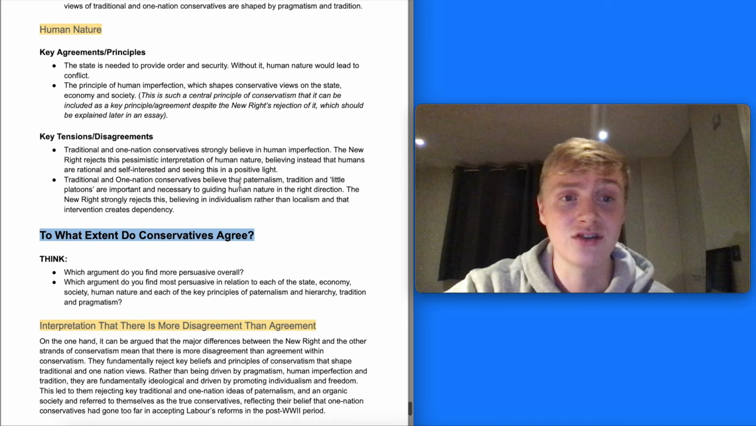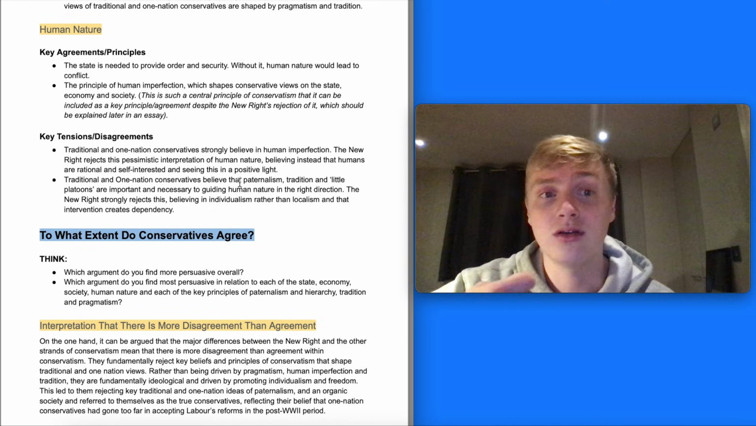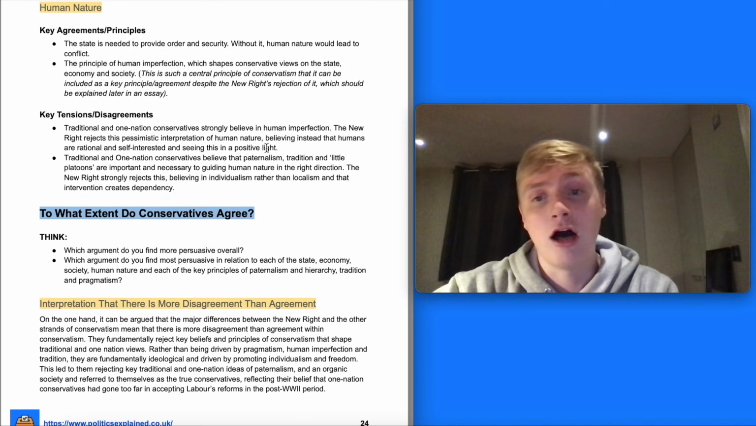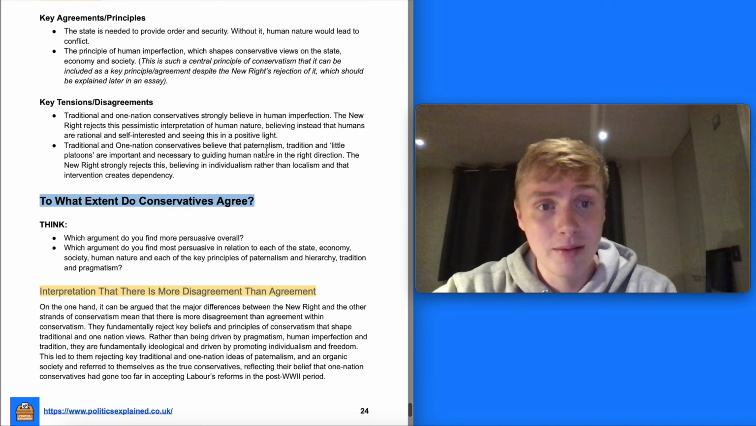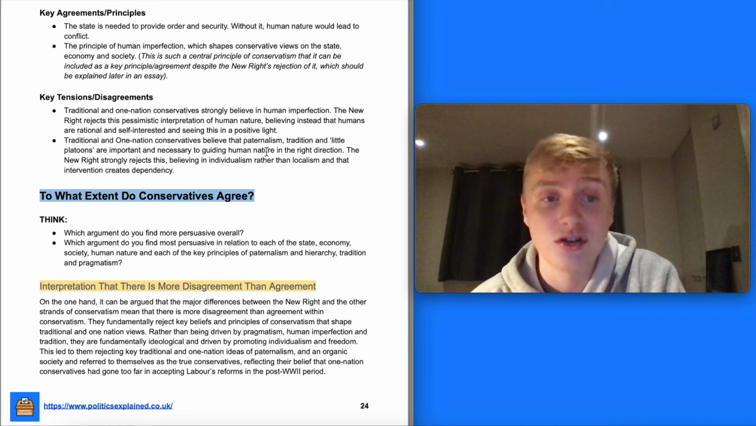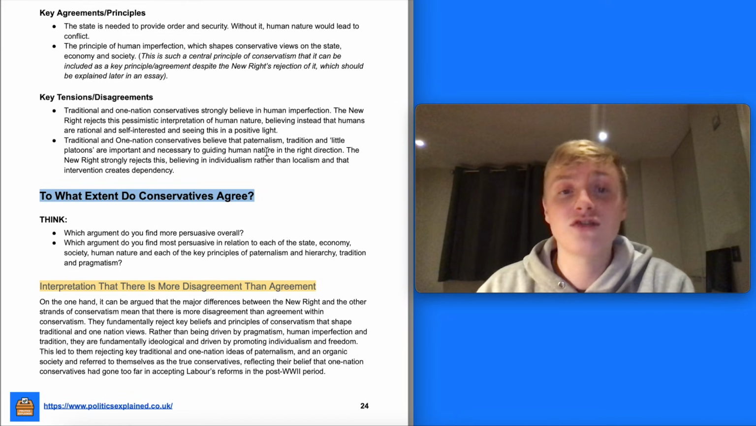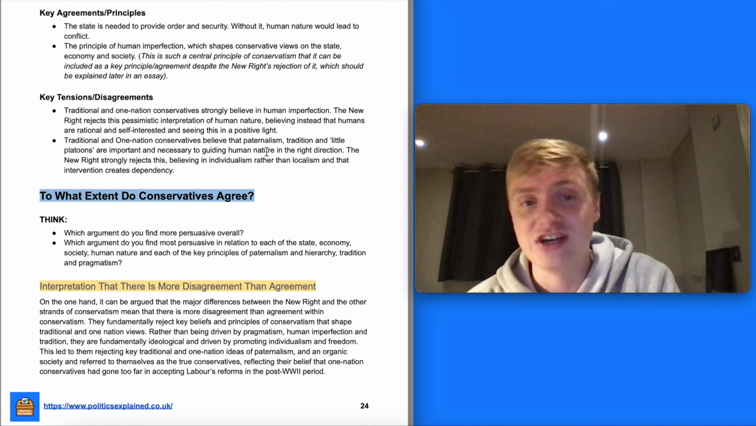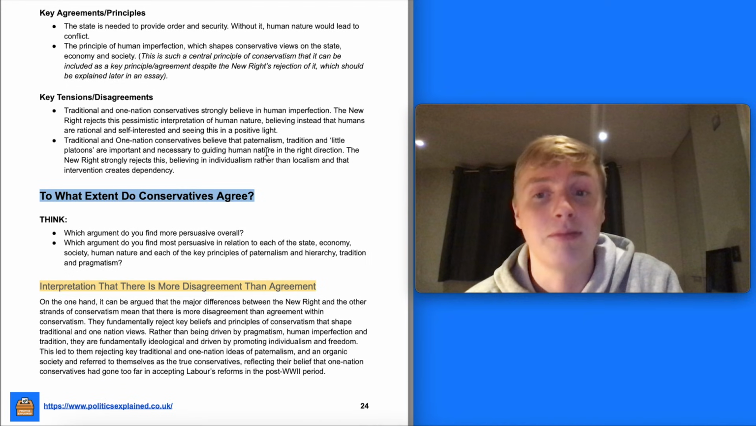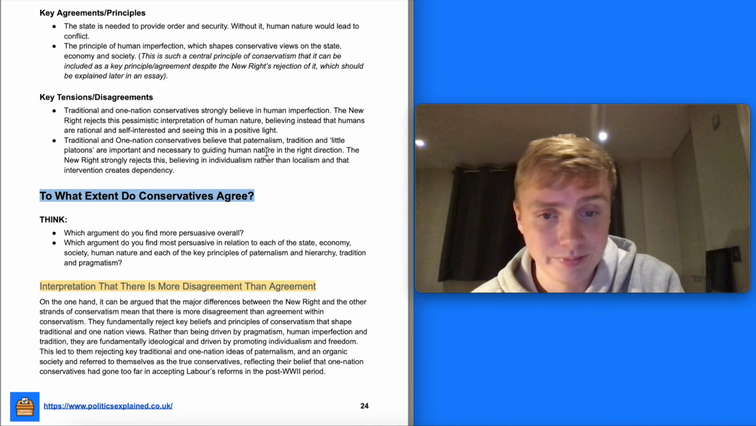Then obviously in human nature, there's this real belief in human imperfection for traditional one nation conservatives, but a rejection of this pessimistic interpretation by the new right. And traditional one nation conservatives believe that paternalism, tradition, and little platoons are important, to guide human nature in the right direction, whereas the new right really rejects this and believes in individualism, and believes that intervention creates dependency and the individual should be left alone.